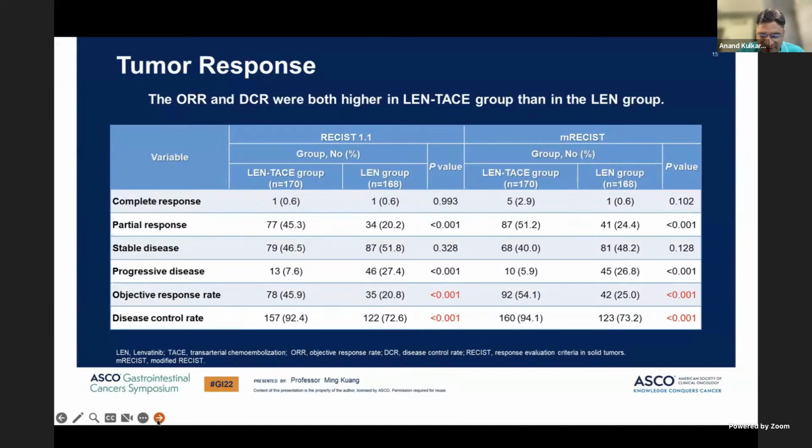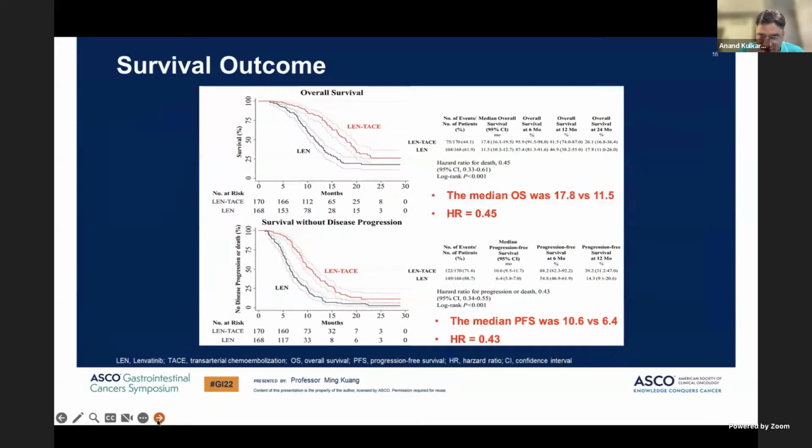Complete response was better, that is 3%, compared to only one patient in the lenvatinib arm. A good number of patients achieved partial response, 51%. The stable disease was almost similar, although progressive disease was more in patients who received lenvatinib alone. Again, ORR and DCR were much better in patients who received lenvatinib plus TACE. The overall survival was 17.8 months in the lenvatinib plus TACE arm compared to only 11.55 months in patients who received lenvatinib alone. The p-value is quite significant.